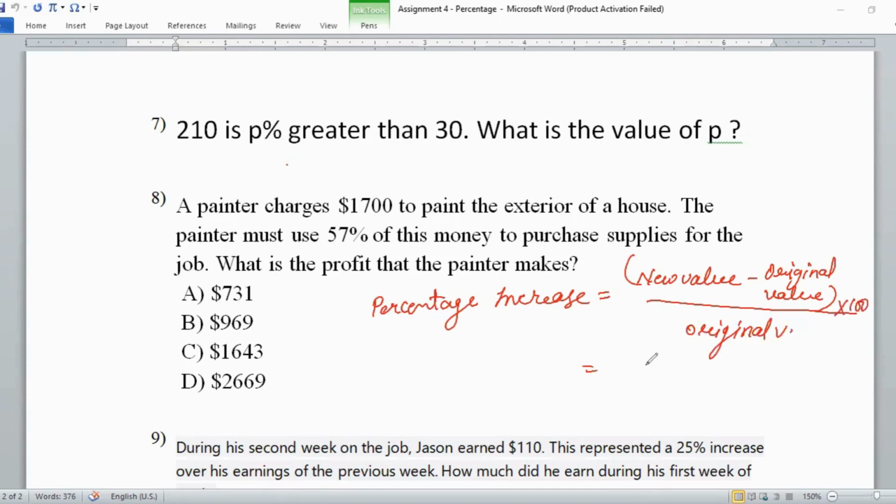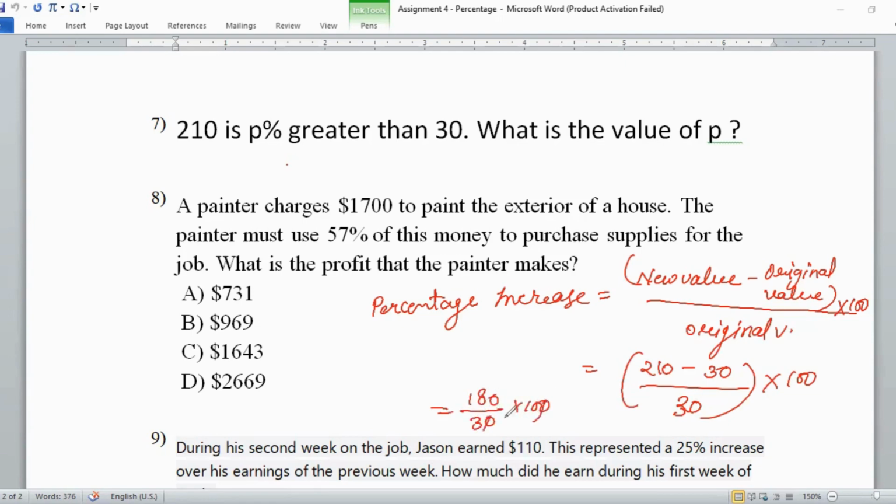So for that, I'm writing 210, which was the new value. 30 was the older value. We will calculate it on 30 because 30 was the older value. And on solving, I'm getting here 180 by 30 into 100.